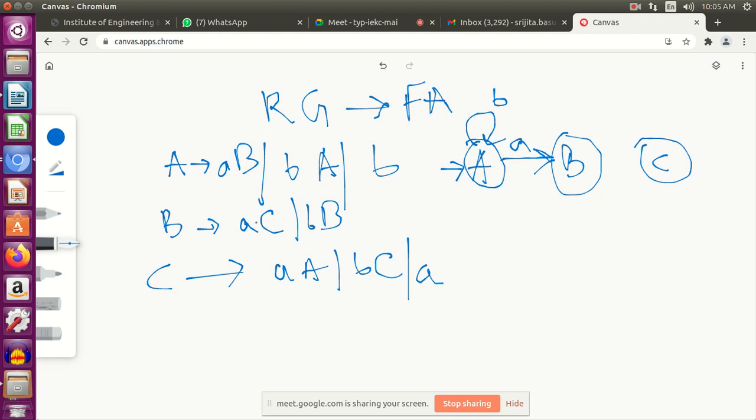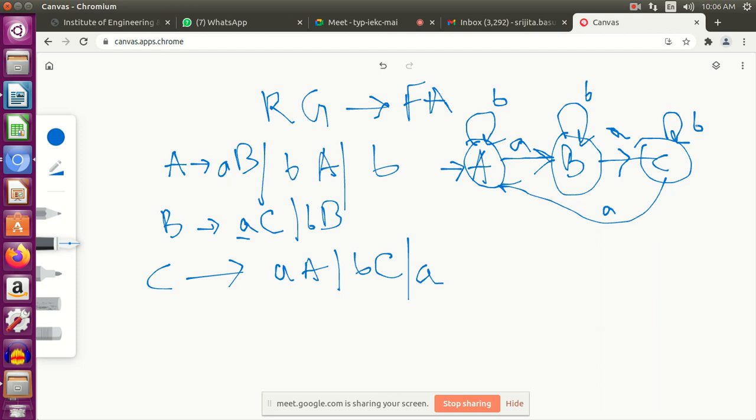Next we have B. B moves to C with the terminal symbol a, and B to B with the transition b. Then from C to A with the transition a, and C to C with the transition b. This is good, but you need to find out the final state.